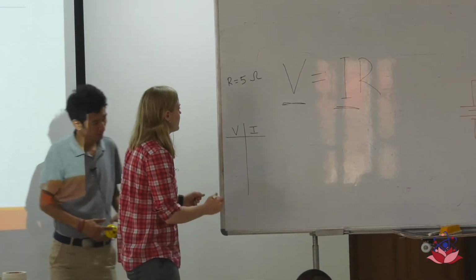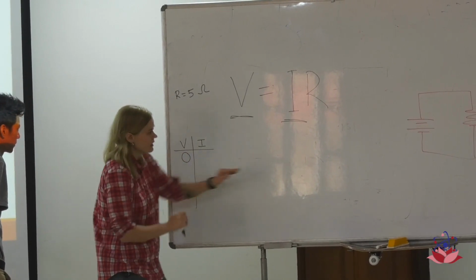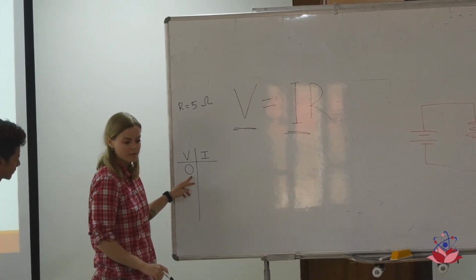So what happens to the current if I apply, so it's going to just be this simple circuit. So what if my voltage is 0?